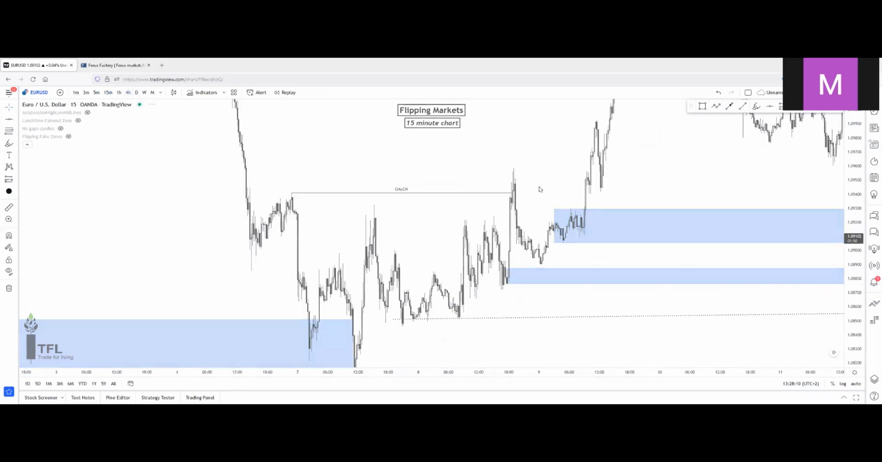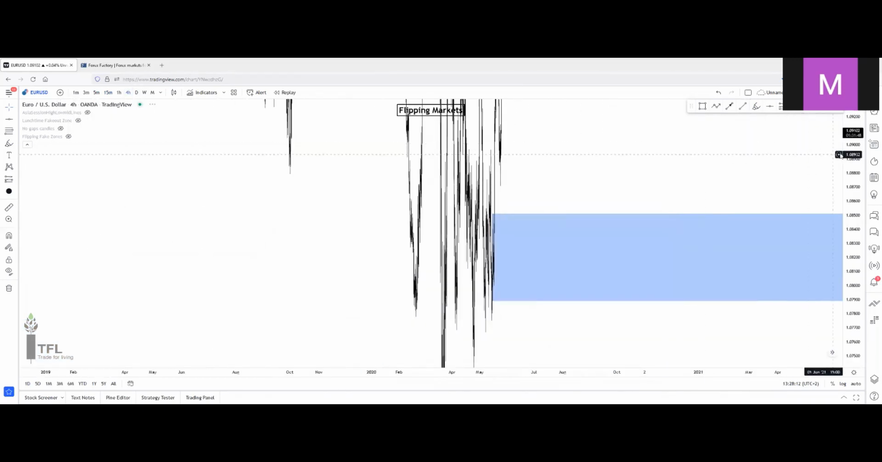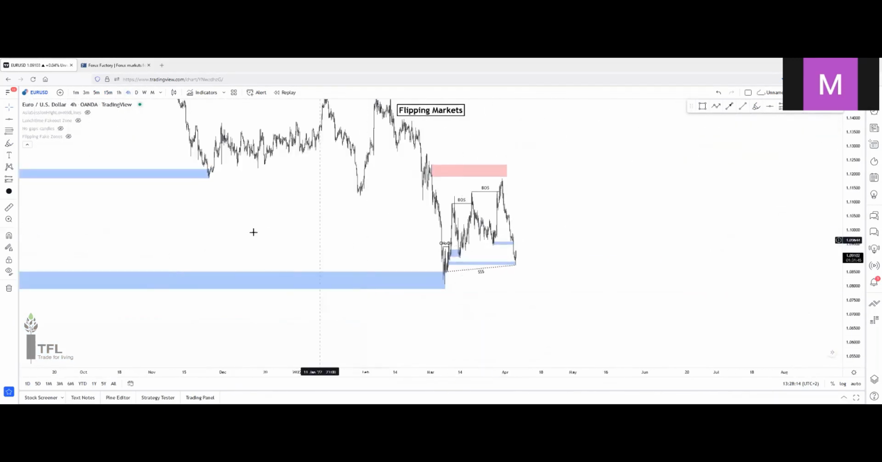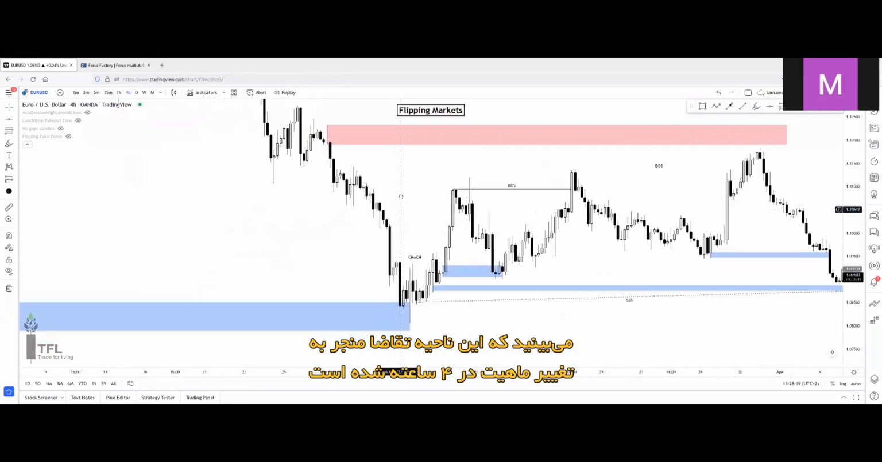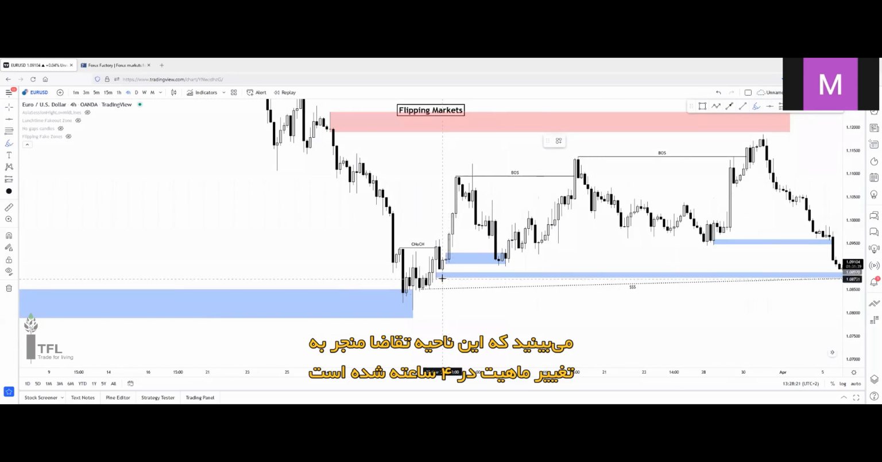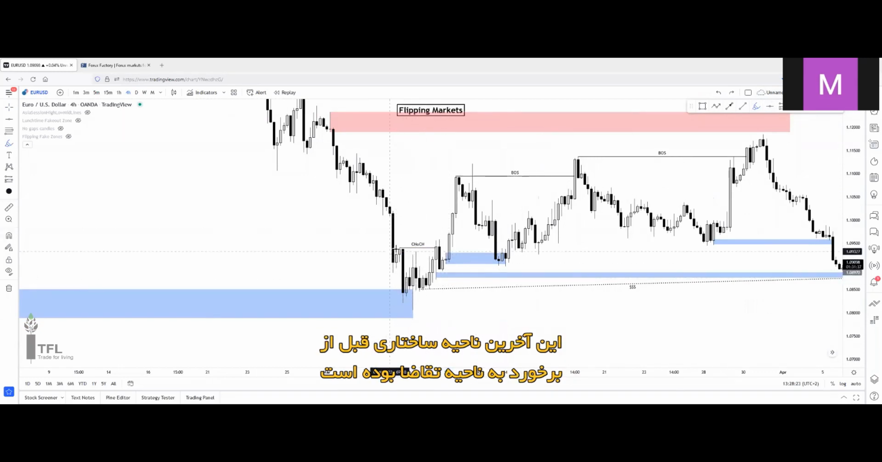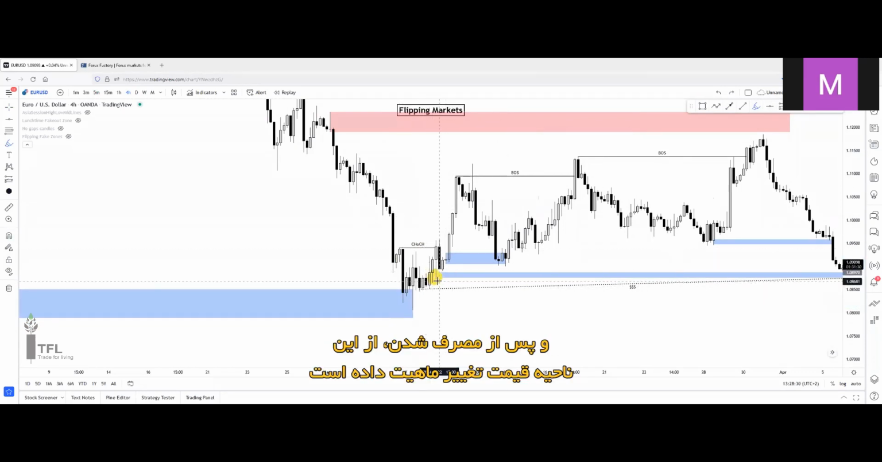If I switch to the 4-hour chart, you will see that, not right here, right here. So if I switch to the 4-hour chart, you will see that this 15-minute demand has actually caused the 4-hour change of character right here. This was the last structural high point before the demand tap, the demand mitigation. And from this 15-minute demand zone, as you can see, price changed character.